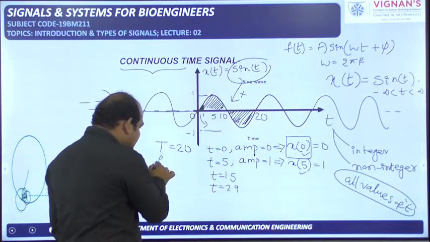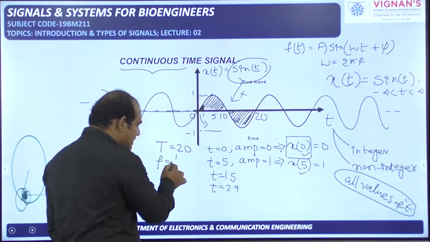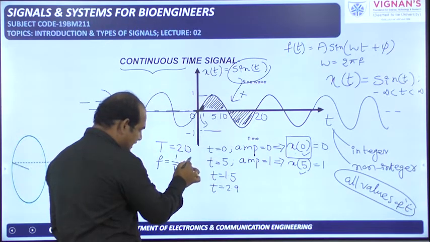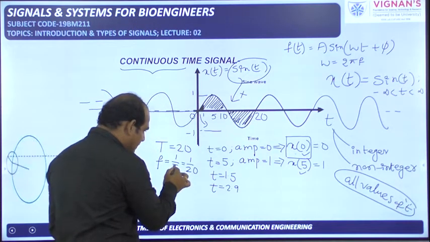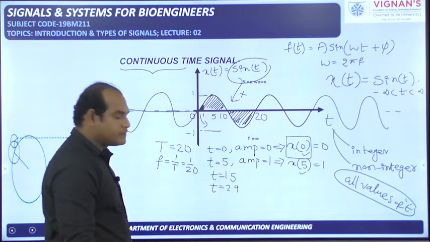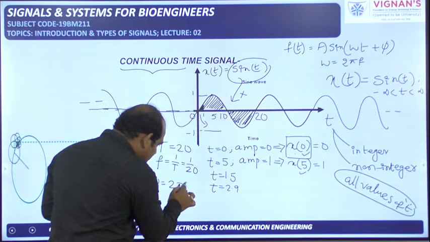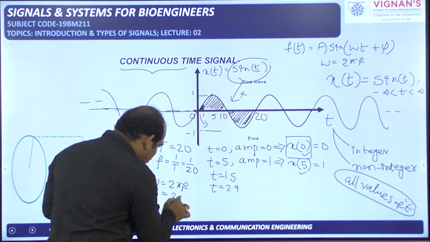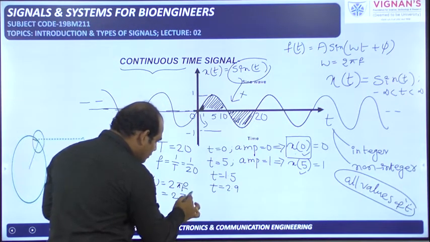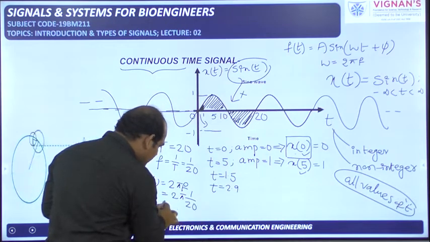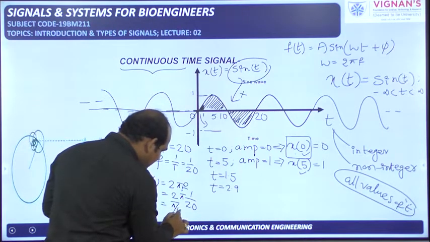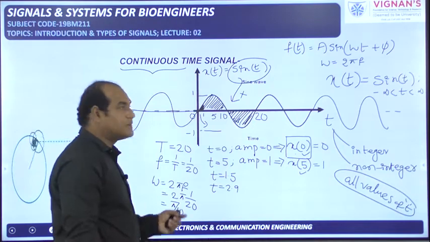Its frequency is nothing but the inverse of the time period, that is 1 by T, equal to 1 by 20. And what is omega? Omega is equal to 2 pi f. So the value of omega is 2 pi into f, which is 1 by 20, equal to pi by 10. So omega is equal to pi by 10.